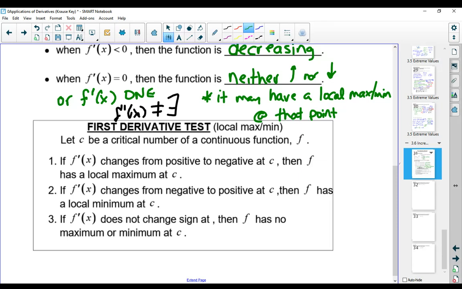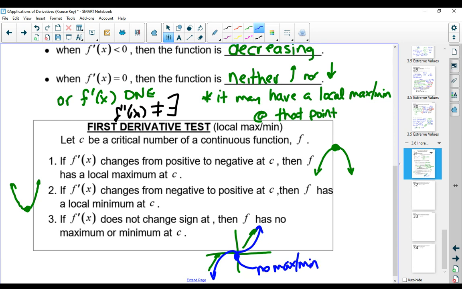then f has a local maximum at c. So if we have a graph that's going from positive to negative, we're going to have a local maximum. If the derivative changes from negative to positive, so going down and coming back up, then we're going to have a local minimum. If the derivative does not change sign, then f has no max or min. An example you might be familiar with is a cubic function that has a point of inflection. The derivative is going up, still going up, but there's no actual turning point, so there's no max or min.